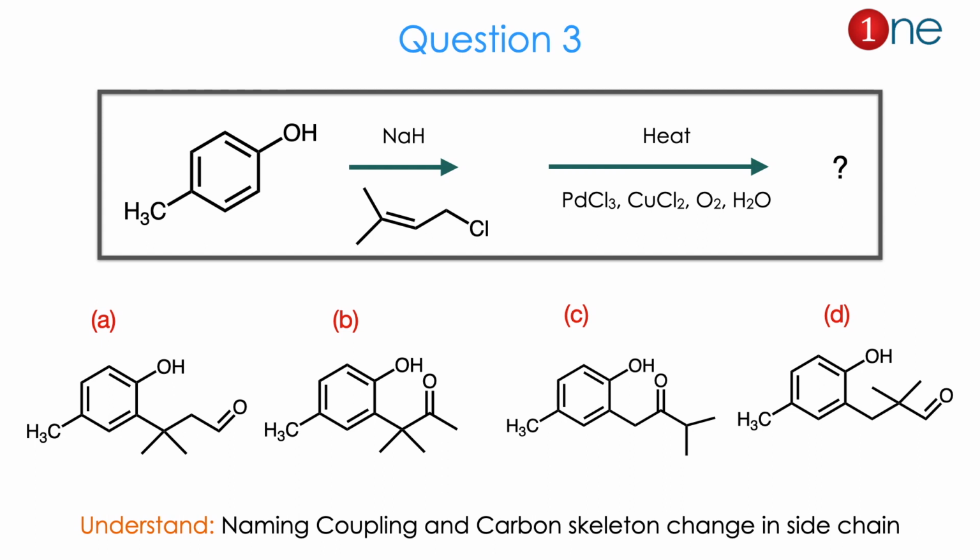Then question number 3. Here the starting material is a cresol with a base given, and the next reagent is an alkene with a side chain chloride. The next step you are using heating and a palladium and copper catalyst. They ask you to find the product. In the products, a new C-C bond formation occurs, and a ketone is also established in the side chain. So definitely the carbon skeleton in the side chain is changed. From the reactant and product you might guess a named reaction is involved, and the carbon skeleton change in the side chain is the real question.